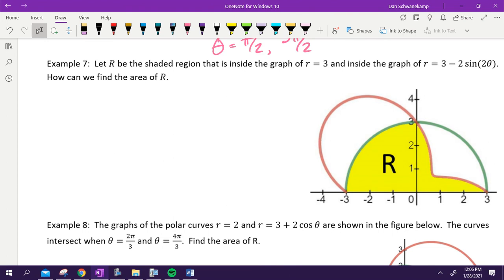Let R be the shaded region that is inside the graph of r equals 3. So r equals 3 is the green circle, that one right there. And inside the graph of r equals 3 minus 2 sine 2 theta. That's the little lemniscate kind of looking shape. It kind of looks like a peanut in the end. How can we find the area of R?